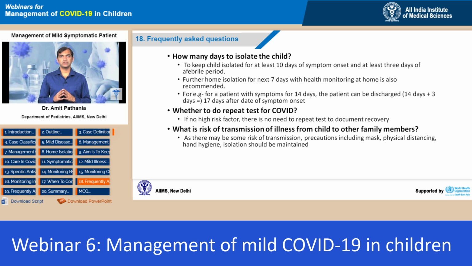Whether to do repeat tests for COVID? The answer is, if no high-risk factors, there is no need to repeat tests to document recovery. What is the risk of transmission of illness from child to other family members? As there may be some risk of transmission, precautions including mask, physical distancing, hand hygiene, isolation should be maintained.